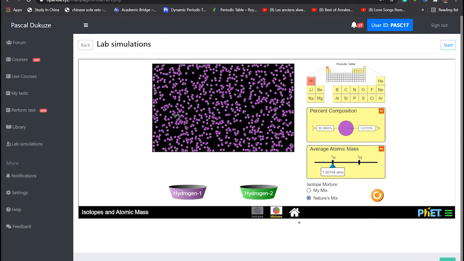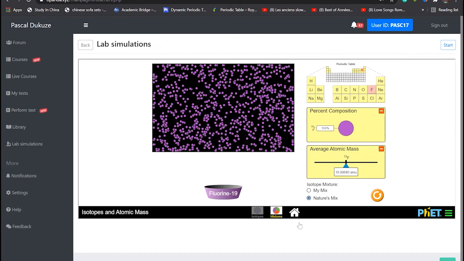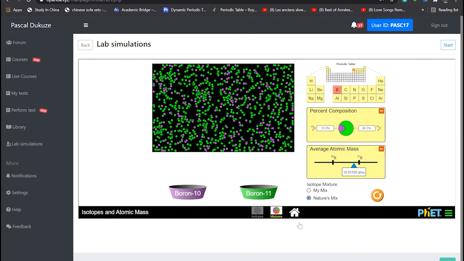What happens when you change? Let's go to fluorine, for example. You can see for fluorine, we have a single color. What does this mean? It means that fluorine has one type of atoms. All atoms of fluorine have the same number of protons and the same number of neutrons. So for fluorine, we don't have isotopes. What happens when we use boron?